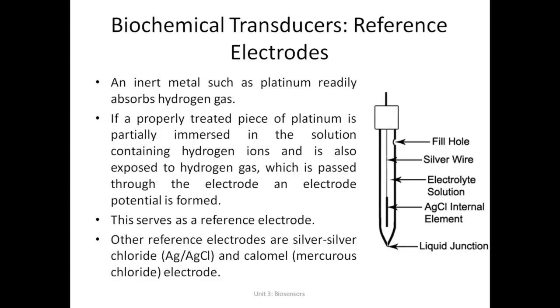These electrodes make use of the principle that an inert metal such as platinum readily absorbs hydrogen gas. So if a properly treated piece of platinum is partially immersed in a solution containing hydrogen ions and is also exposed to hydrogen gas which is passed through the electrode, an electrode potential is formed. However, sometimes the hydrogen electrode is not sufficiently stable to serve as a good reference electrode. Further, the problem of maintaining the supply of hydrogen to pass through the electrode during the measurement limits its usefulness to a few special applications.